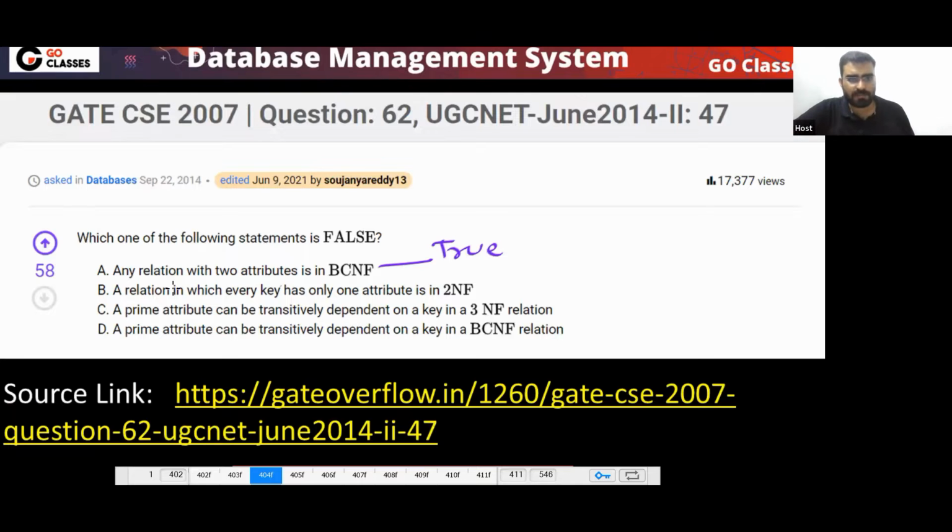What about the second? A relation in which every key has only one attribute. Key means what? Tell me. This word key means what? Key means candidate key.